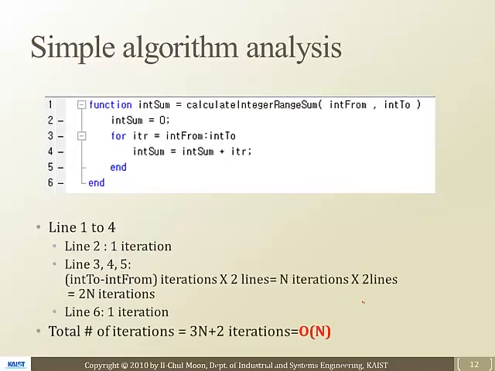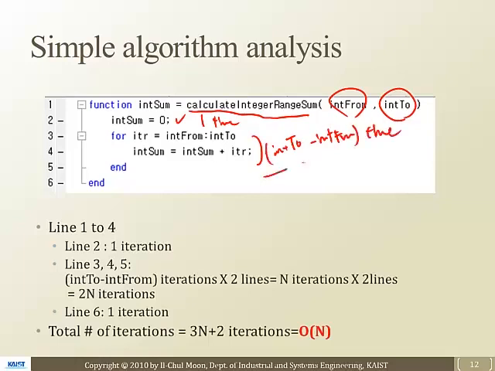It's a pretty simple algorithm. It says calculate integer range sum. We have int from and int to. The initialization part here is a one-time execution, right? And this is going to be int to minus int from. For the time analysis, the execution, lines 3 to 5, there are 3 lines, right?